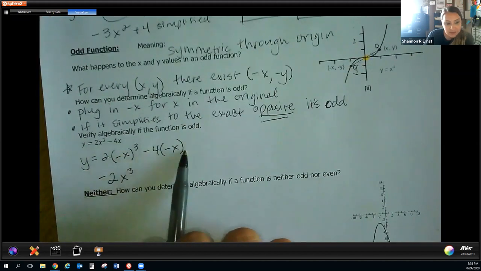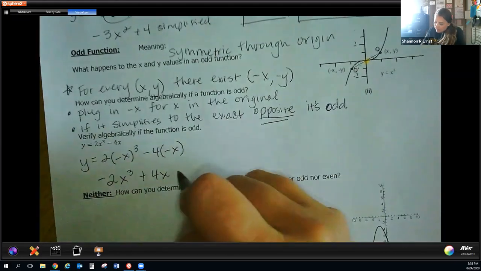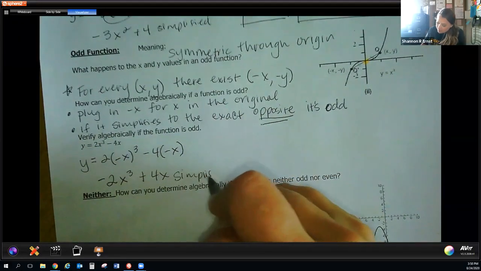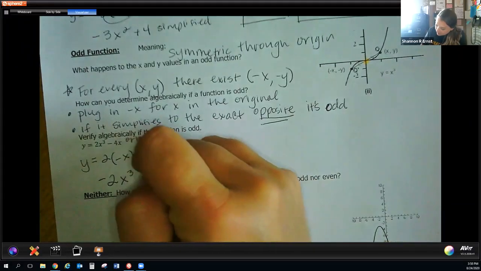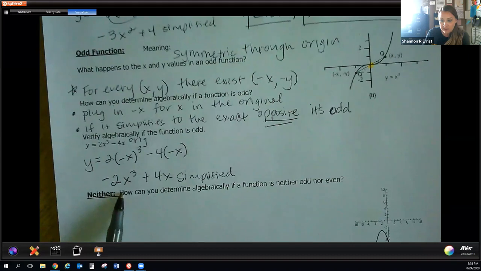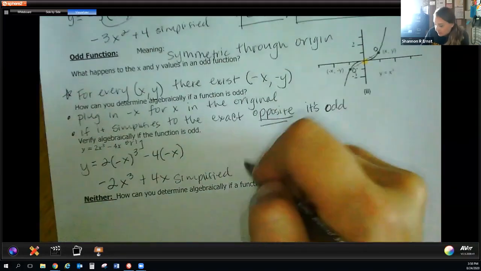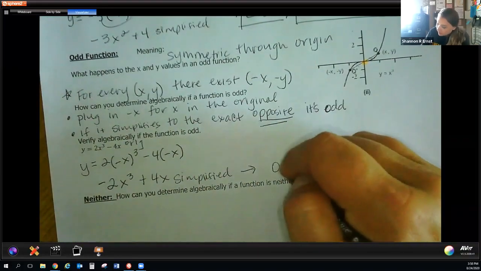Negative 4 times negative x would give me a positive 4x. So this is the simplified that we need to check with the original. So simplified versus original: 2x cubed, negative 2x cubed. Minus 4x, positive 4x. So everything is completely opposite. That then means this would be what? Odd.